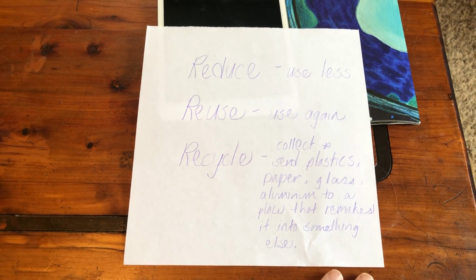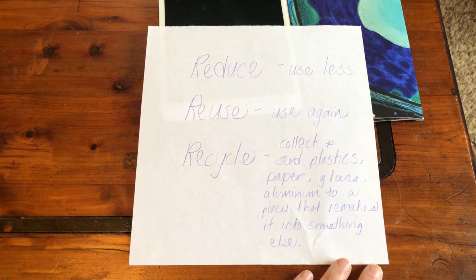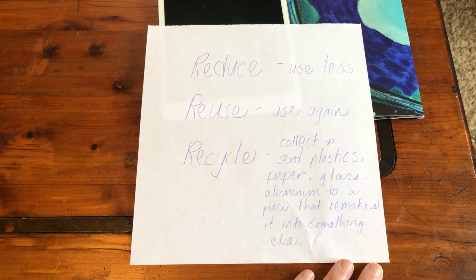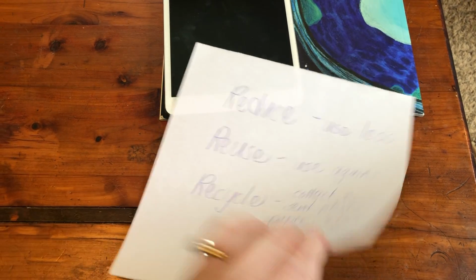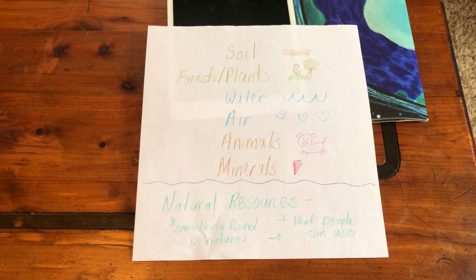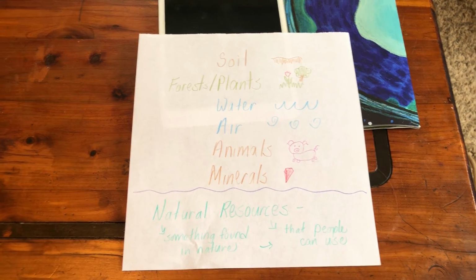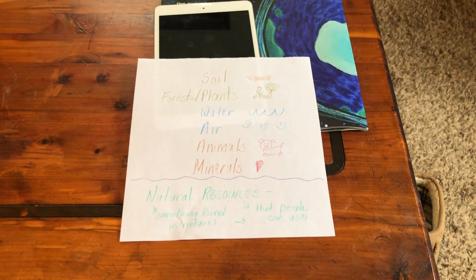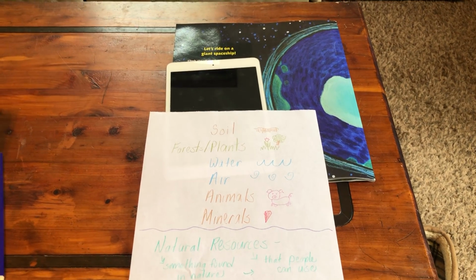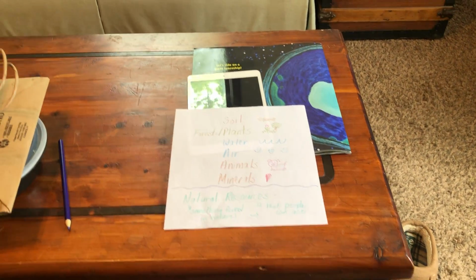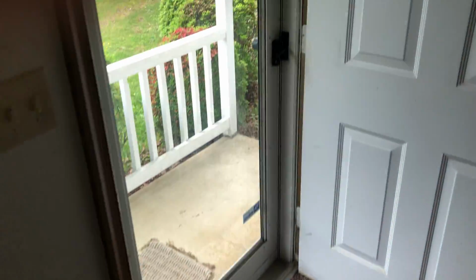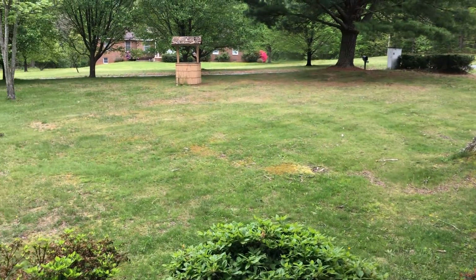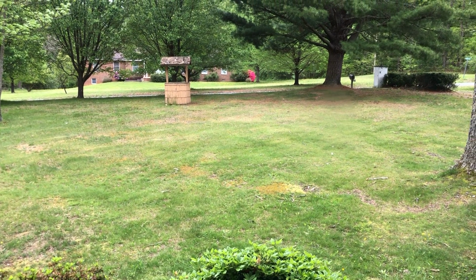So reducing, using less, reusing, using things again, and recycling like we do at school and maybe like you do at home are great ways to protect our natural resources. Remember, natural resources are something found in nature that people can use. So if you can, take a look out your window, or even better, go outside and see, that's my phone ringing, and see if you can locate some natural resources around you.